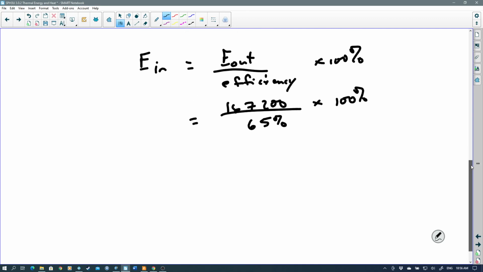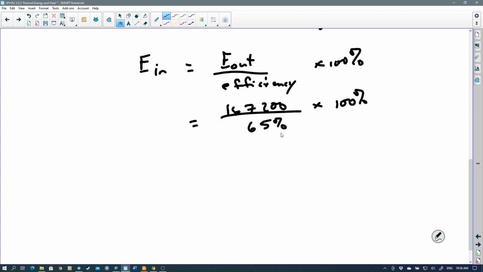Now, let's just talk about the percentages here for a second. If I wrote just the times 100% over here, and then divided by 65%, just to talk about how this works, okay? Remember that 100% as a decimal is just 1, and 65% as a decimal is just 0.65. So really what we're doing here is we're just dividing by 0.65.